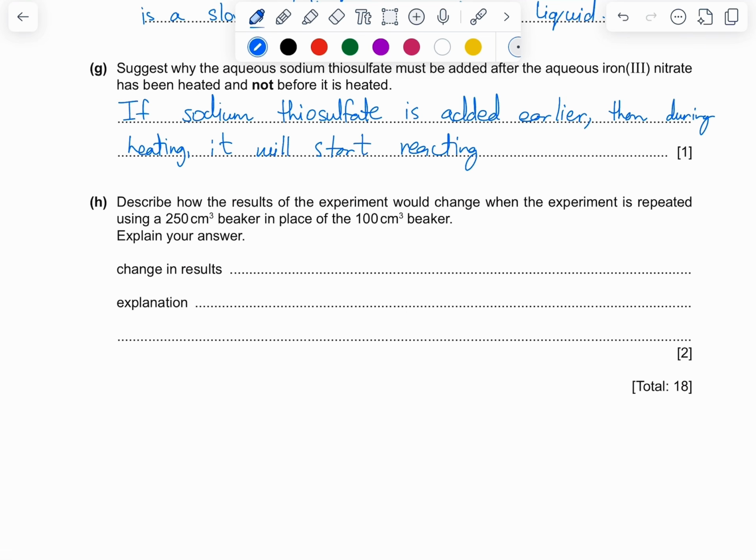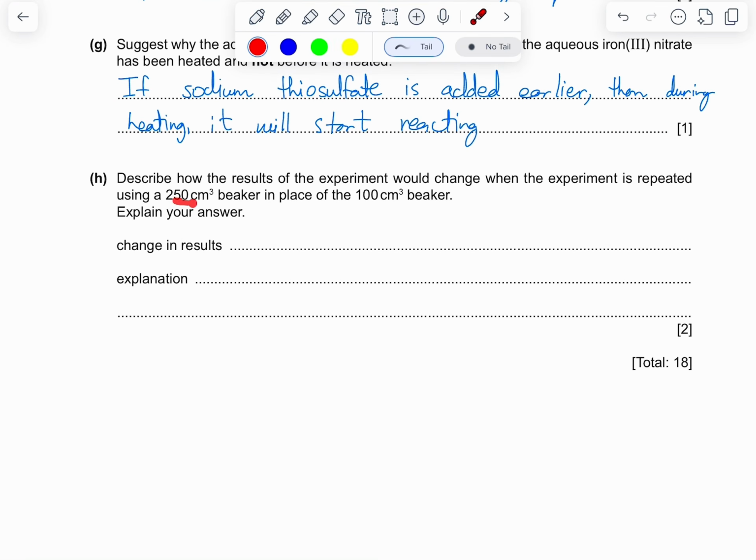Describe how the results of the experiment would change when the experiment is repeated using a 250 cm³ beaker in place of a 100 cm³ beaker. Explain your answer. Changes in result and explanation.